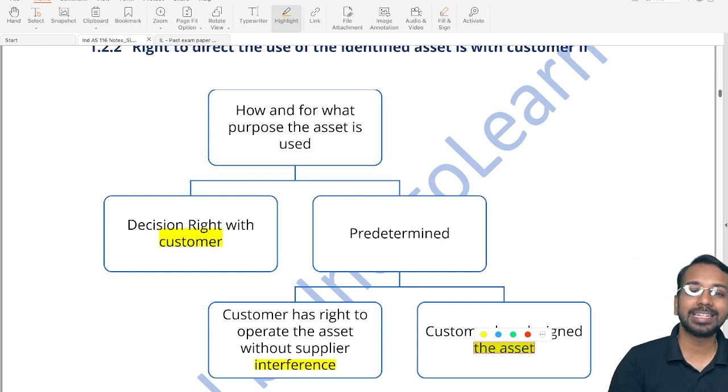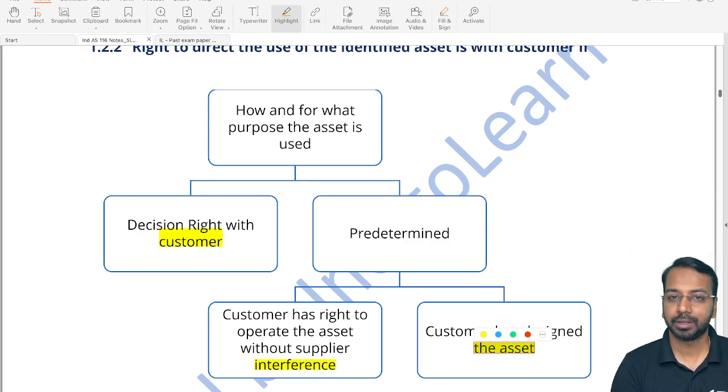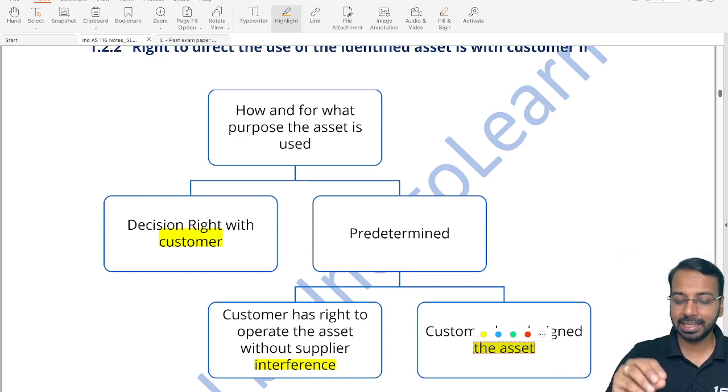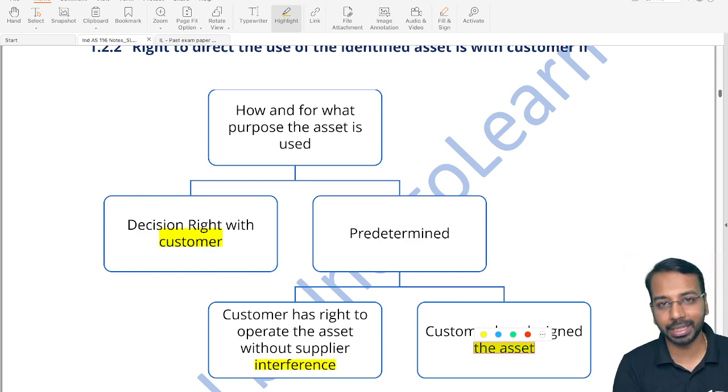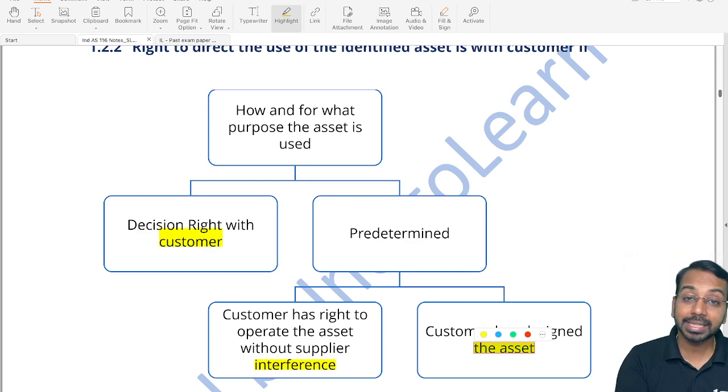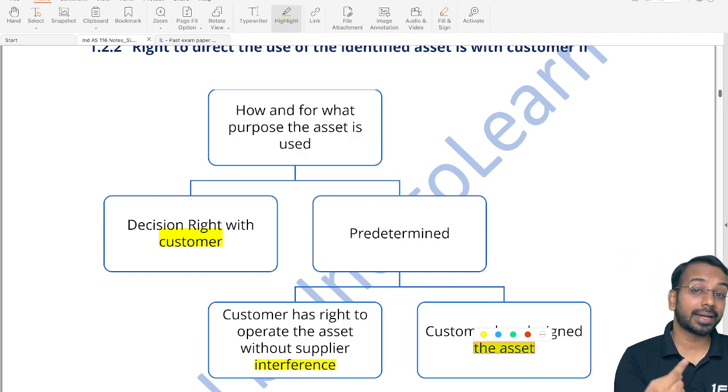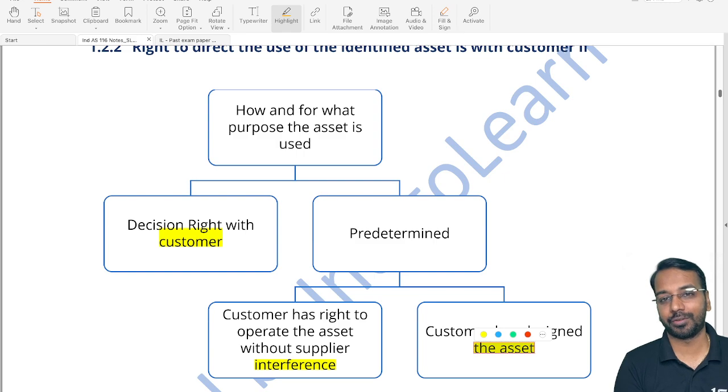If this kind of right is predetermined, it means it is given in the contract how and for what purpose the asset is used. So for example, it is given in the contract that the car that I will be hiring, I will use in the state of, let us say, Maharashtra, and in the cities of Mumbai and Pune only. So how the asset should be used is already defined. But then, can the supplier come and interfere in my operation of the vehicle? If the answer is no, then I have the right.